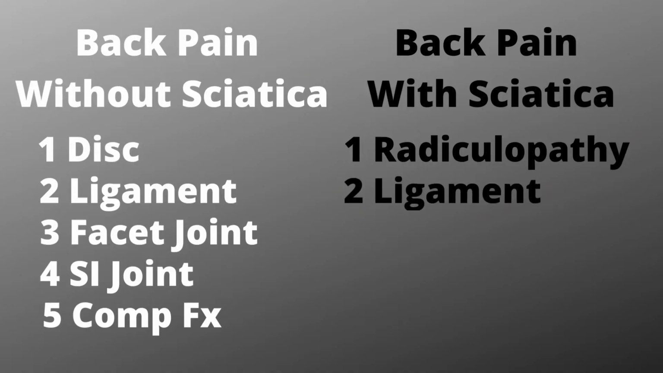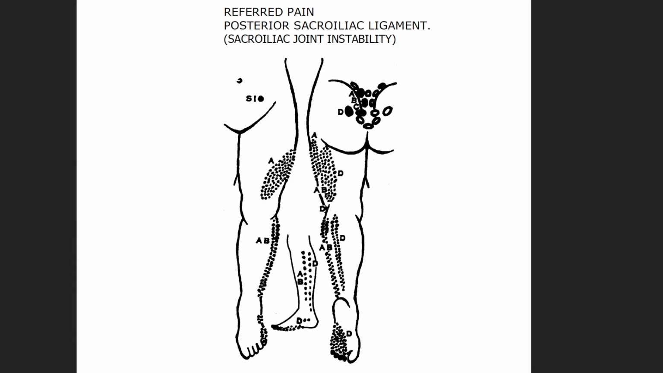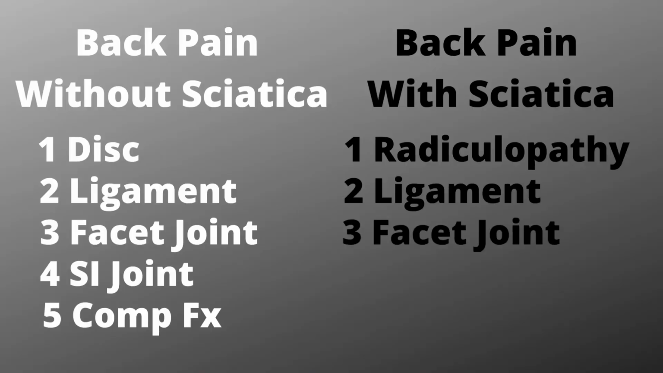The next 3 actually fit under back pain only. Depending how they present, they may actually have no leg pain, or they may have leg pain. So the second one is ligament pain. So these ligaments, if they're bad enough, can cause pain referring down the leg, referring down into the groin. Some of these will refer even all the way down to the foot, and can mimic pain from a nerve root, or the radiculopathy. Number 3 is the facet joint again.